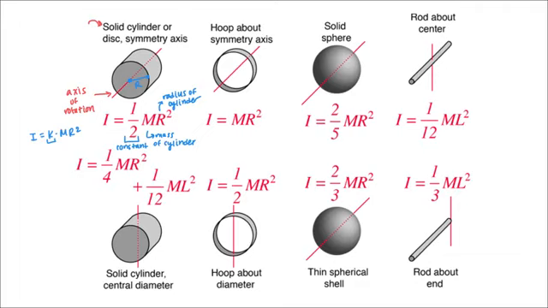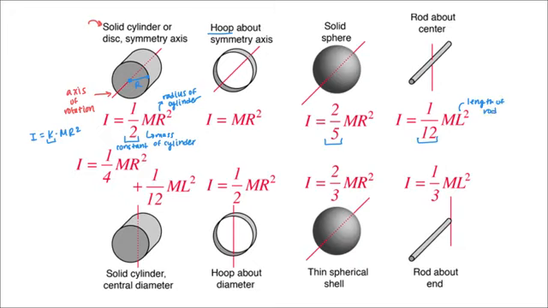So this works the same way for all of these objects. A hoop is like a ring in 3 dimensions. That would be just mr squared, no constant. The constant is just 1 here. A solid sphere would be 2/5 times the mass times the radius squared. A rod about its center, so this is a rod where the axis is through the middle of the rod, is 1/12 m times L squared, and L here is not the radius but the length of the rod, a bit different, but same idea.